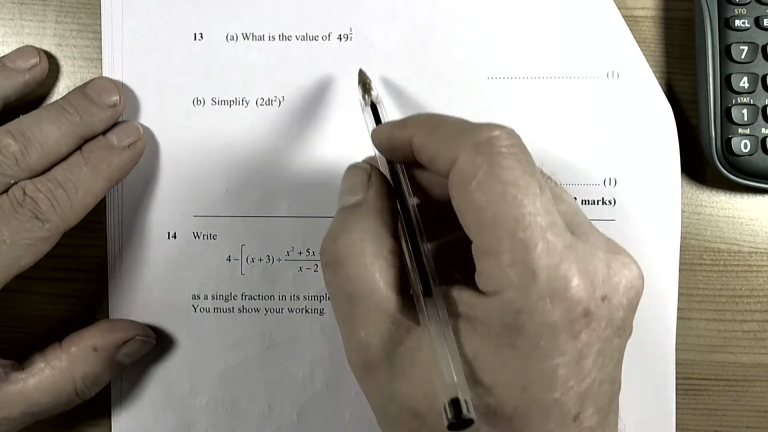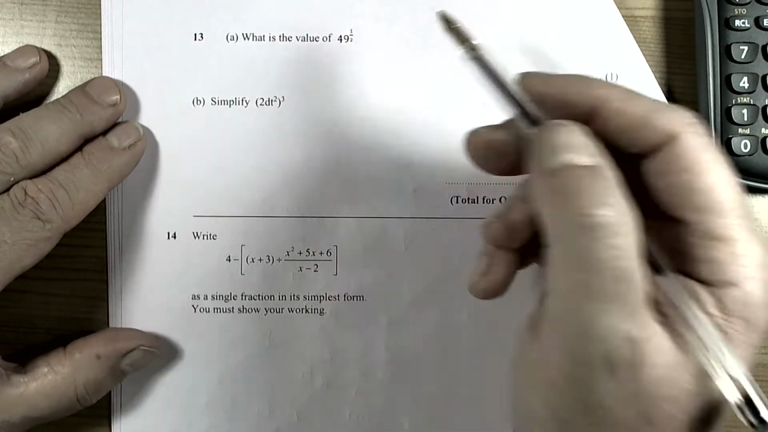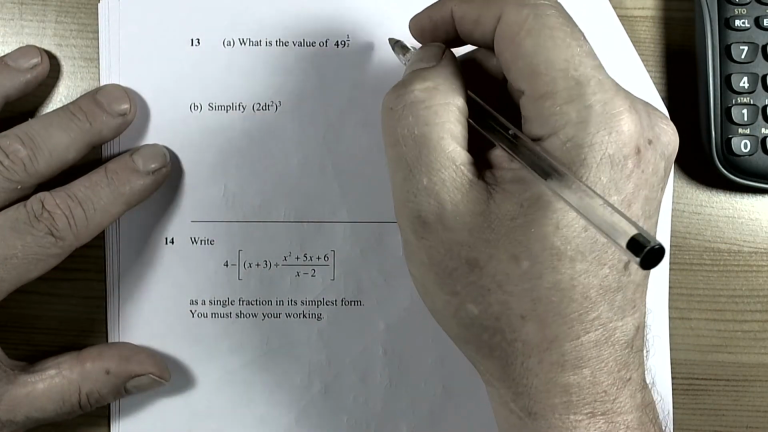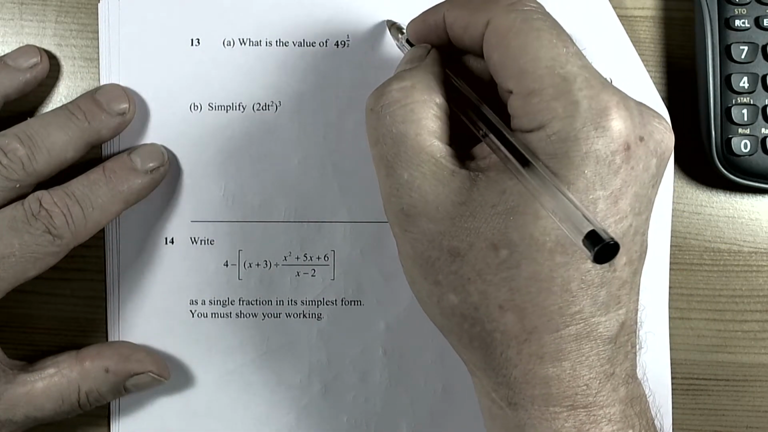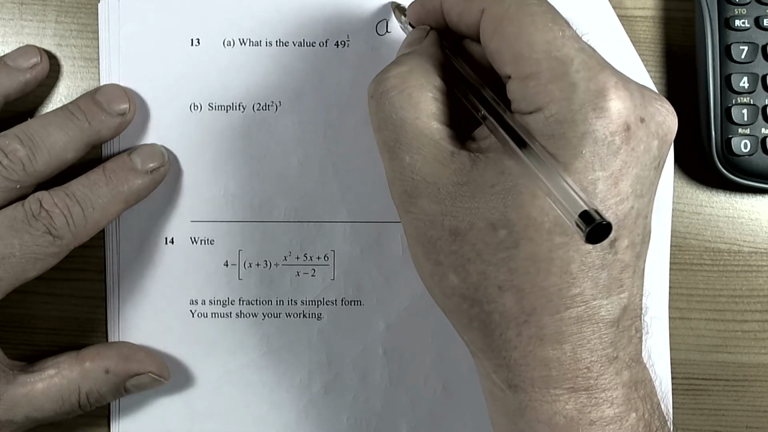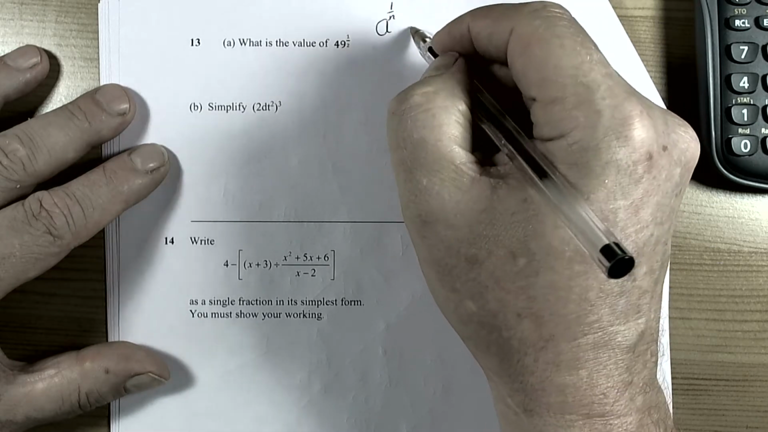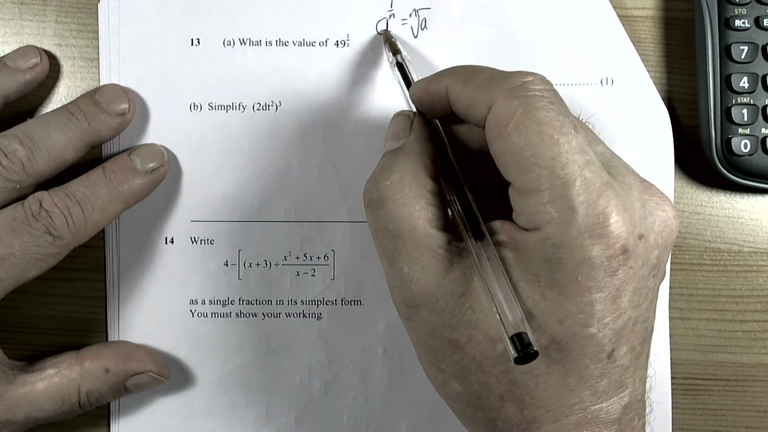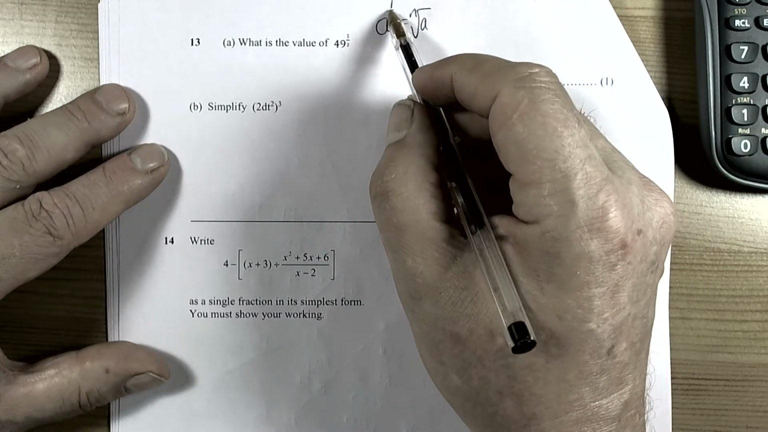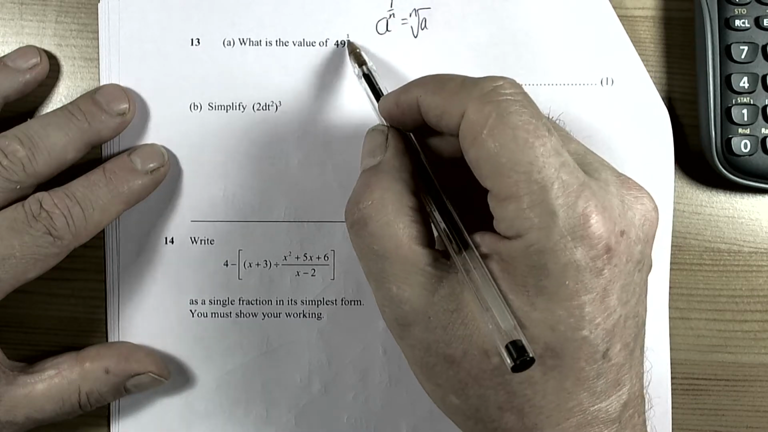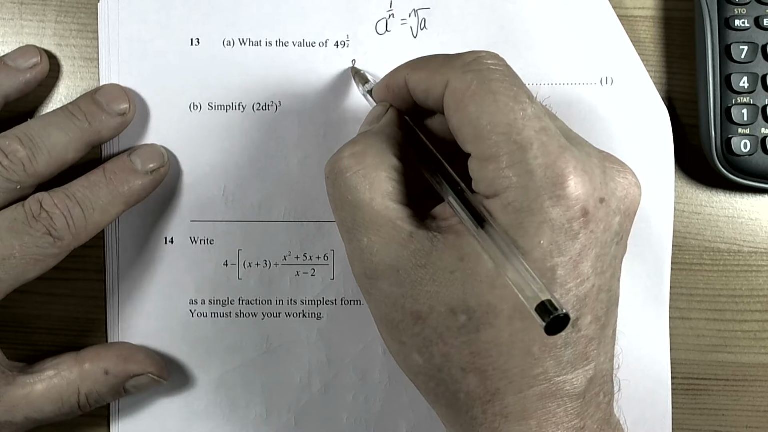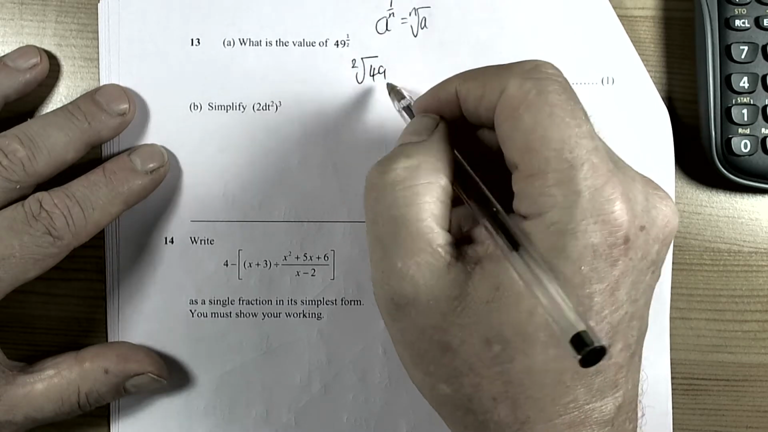So this question talks about 49 to the power of a half, and it's asking what its value is. We have to remember our laws of indices here. There's a law that says that if you do a to the power of a fraction, then it's equal to the nth root of a, a being a base number, in this case 49, and the fraction 1 over n, 1 over 2 in this case. So this is basically saying we've got to do the second root of 49.